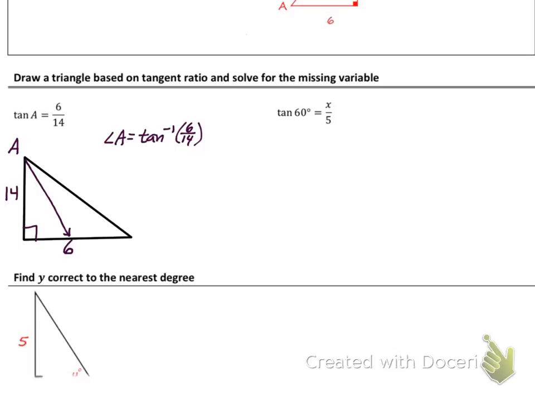Someone besides Bree, tell me what angle A equals about. 23.2? Anything important about that 23.2? Degrees, thank you. That's important. It's important to write that it's degrees, so that you understand that that is actually an angle. It's not a side, it's actually my angle.